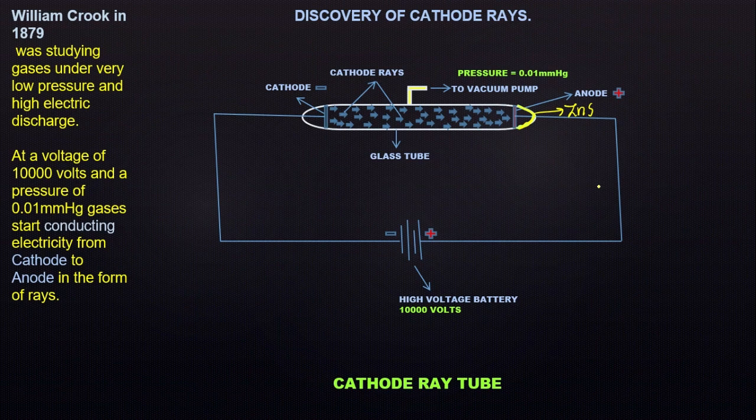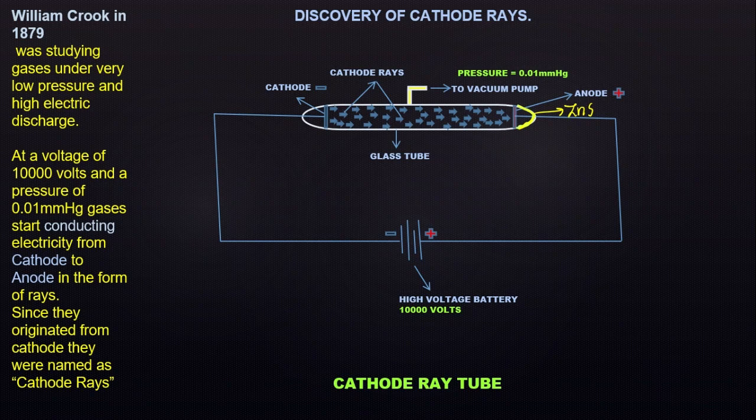In this way, scientists were able to confirm that some particles are hitting the zinc sulfide screen, and they are coming out from the cathode. That's why they were known as cathode rays. Since they originated from the cathode, they were named cathode rays. They were named so only because they seem to originate from the cathode.